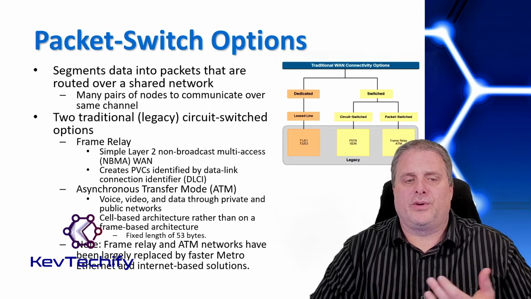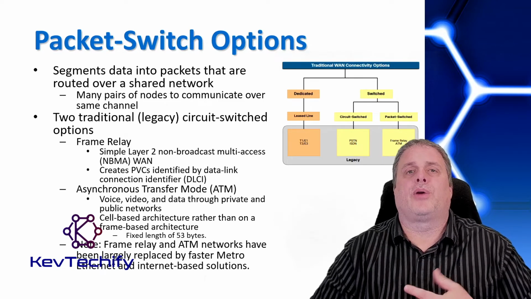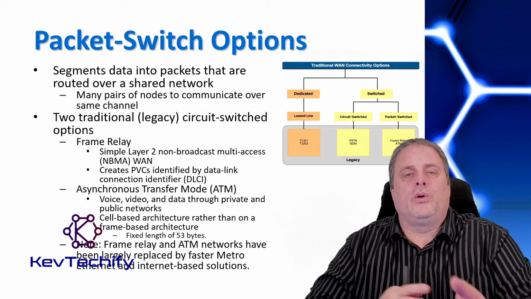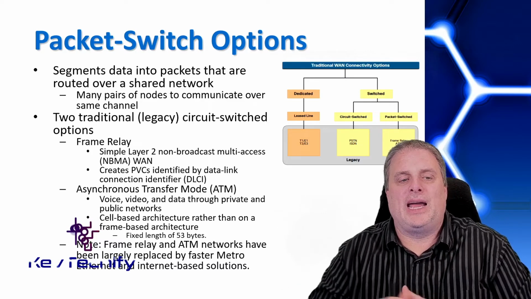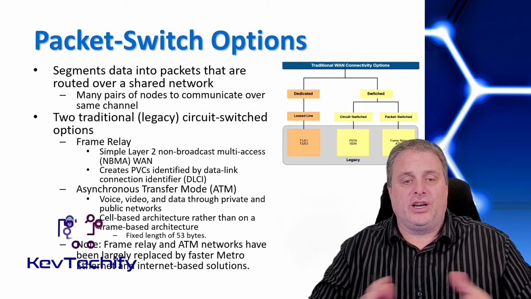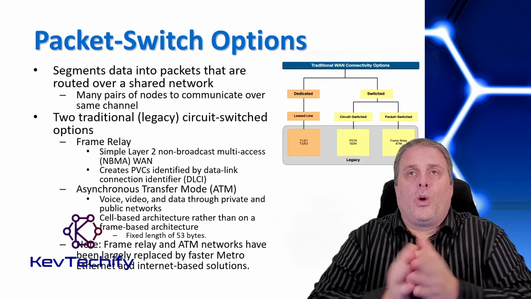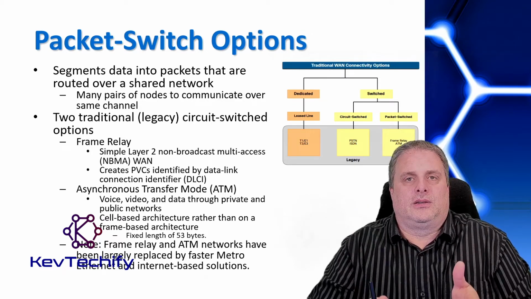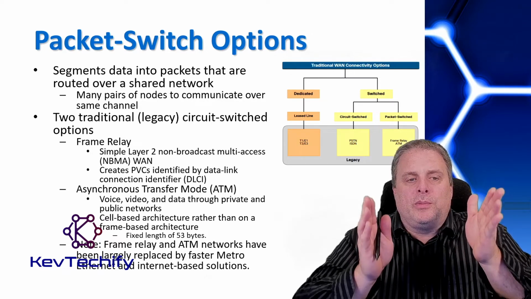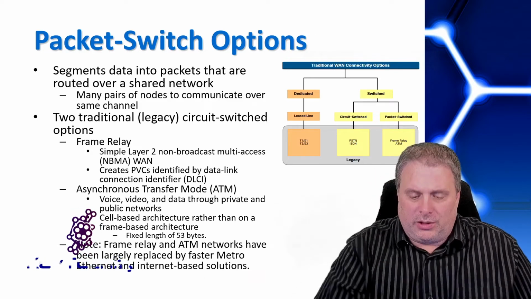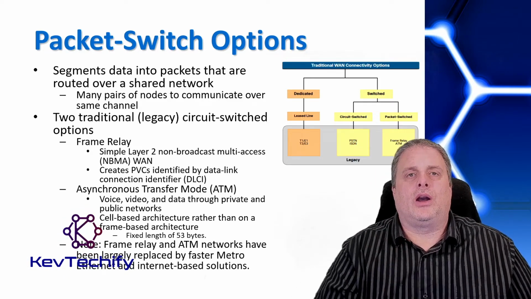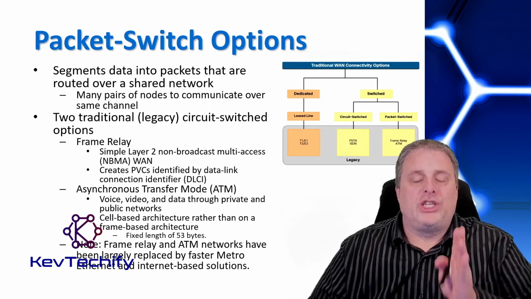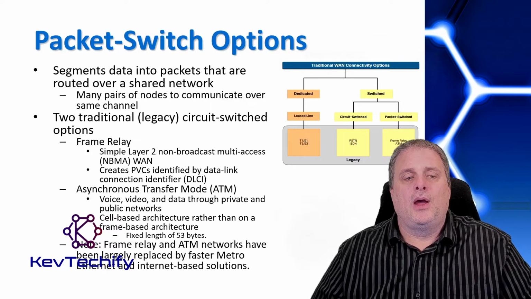ATM handled voice, video, and data through public and private networks. And so this was a huge advance because now we could go through multiple networks and multiple types of networks. It was a cell-based architecture rather than a frame-based one. And what made it so much faster was it sent 53 bytes of data, no more, no less. And it would be timed so that at a certain point in time, 53 bytes of data would start. And they could optimize that. And because of being able to predict how much data was expected all the time, we could get a much higher throughput.